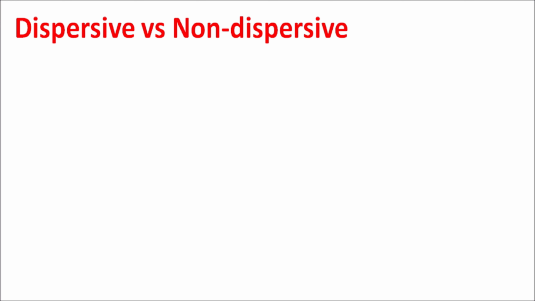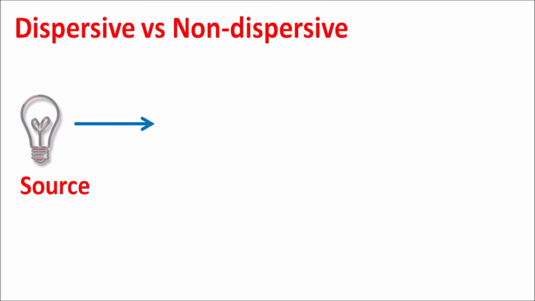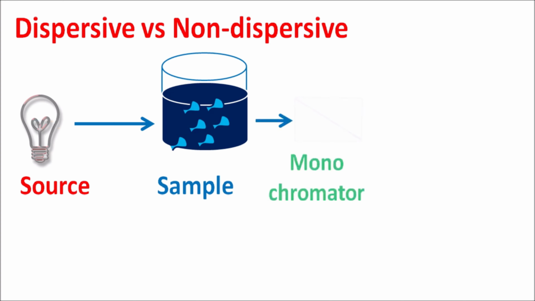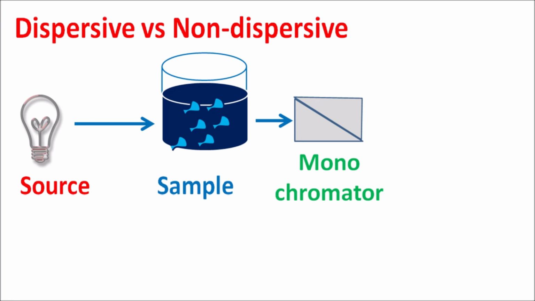So first of all, let us see the difference between the dispersive and non-dispersive IR spectrophotometer. In the dispersive IR spectrometer, we can observe the source which can send continuous radiation, and this radiation is going to be sent through the sample. Suppose these are the photons which are released from the source and they can enter into the sample. Some of this electromagnetic radiation can be absorbed by the sample, so that the remaining radiation can be sent to the monochromator. This monochromator is a filtering device which can filter the polychromatic radiation to monochromatic radiation.